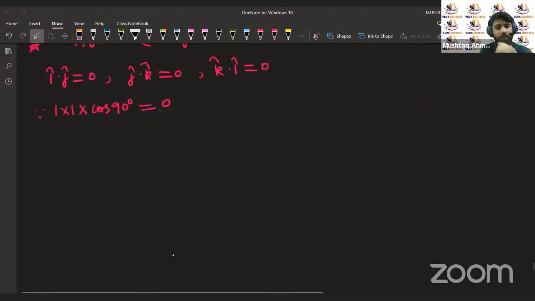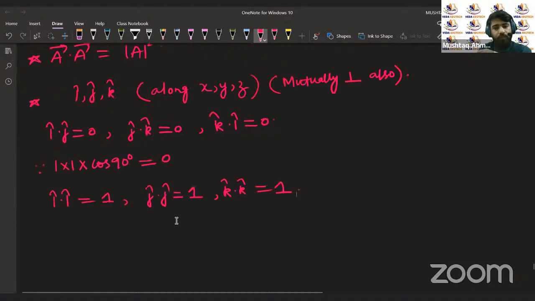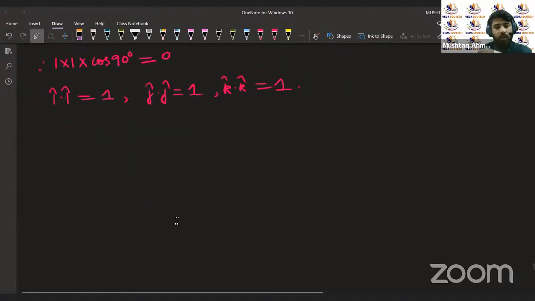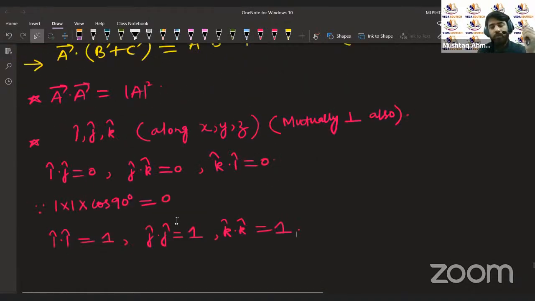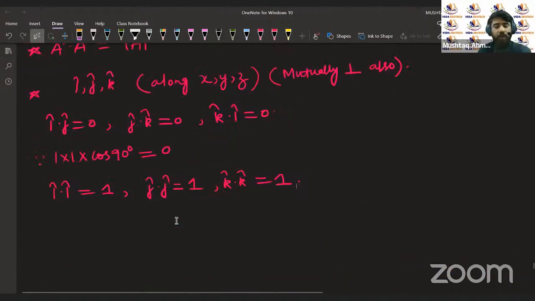And similarly, if we have i cap dot i cap, it will be equal to 1, and j dot j is also going to be 1, and k dot k is also going to be equal to 1. So these are some of the properties of a dot product, and that's how we define a dot product.